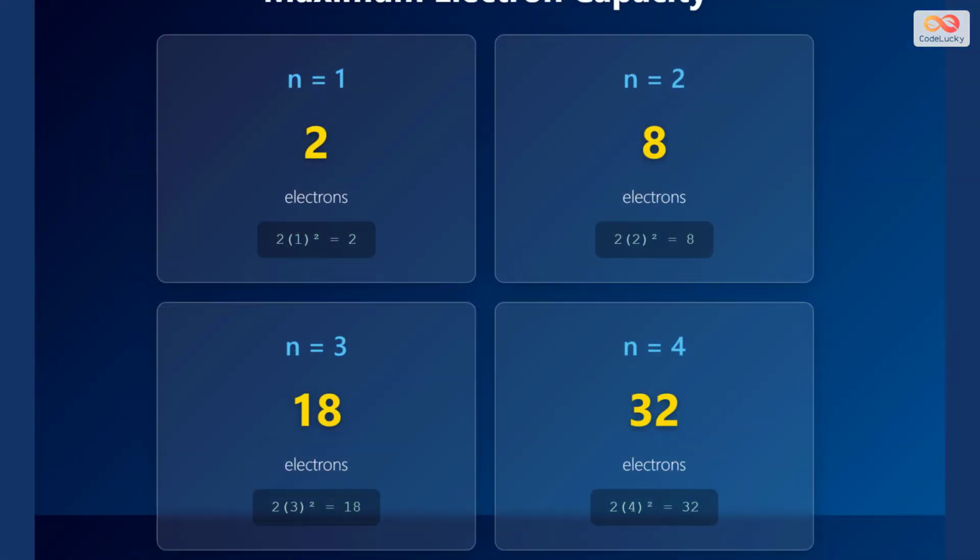Each electron shell has a maximum number of electrons it can hold, determined by the formula 2n squared. For n equals 1, the capacity is 2 times 1 squared, which equals 2 electrons. For n equals 2, it's 2 times 2 squared, which equals 8 electrons. For n equals 3, 2 times 3 squared gives 18 electrons. And for n equals 4, 2 times 4 squared equals 32 electrons. This formula allows us to calculate the maximum capacity of any shell, though in practice, shells may not always be completely filled.